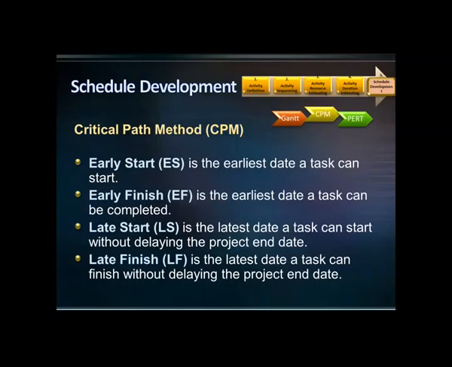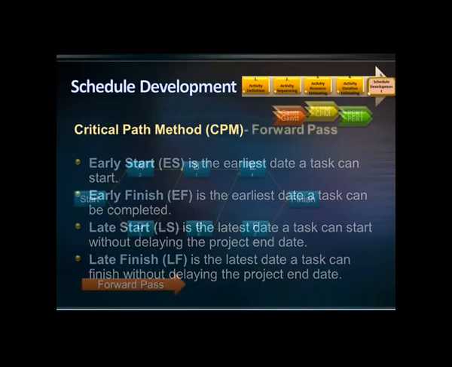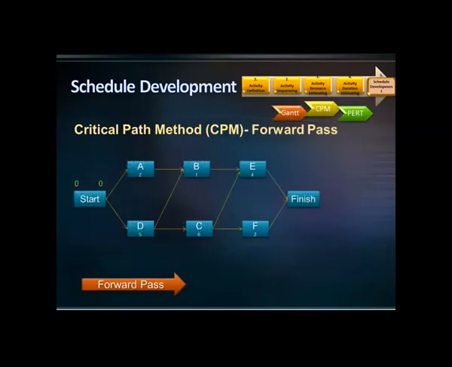To understand how the forward and backward path analysis calculate early start, early finish, late start, and late finish, let's look at a simple example. By assuming 0 days for the start milestone and 0 days for the start of activities A and D, what is the earliest time that activity A can be completed? Yes, 2 days, because activity A takes 2 days to complete. How about activity D? That's right, 5 days. What about activity B?